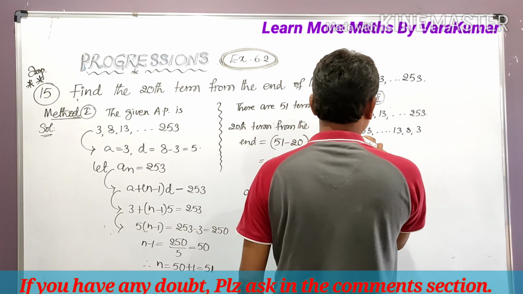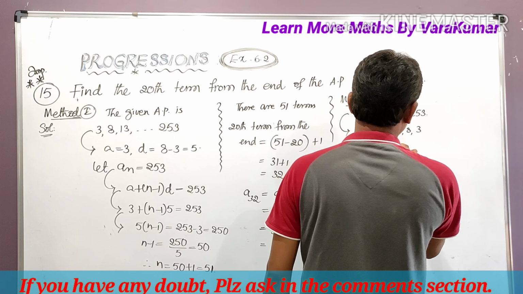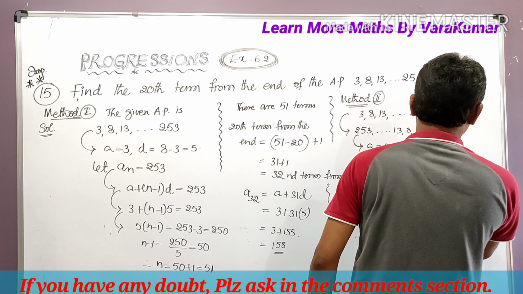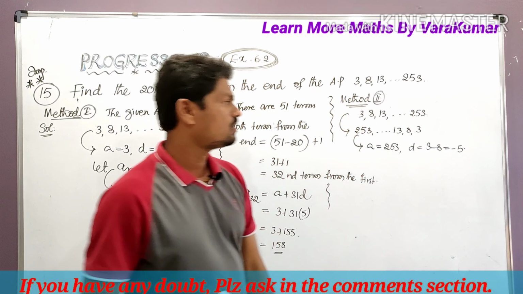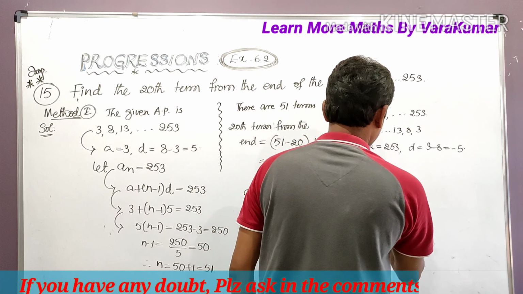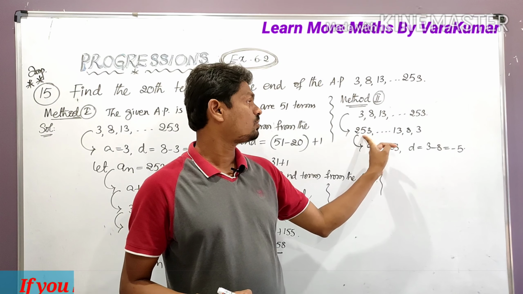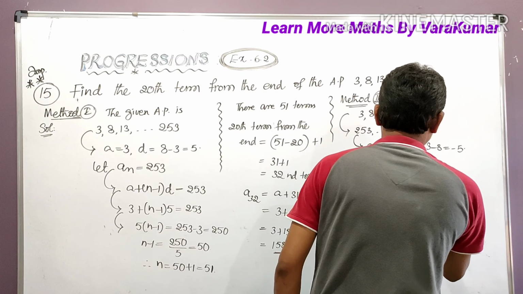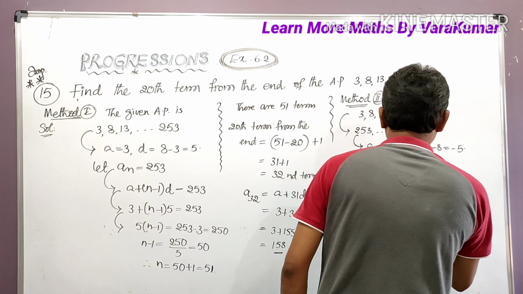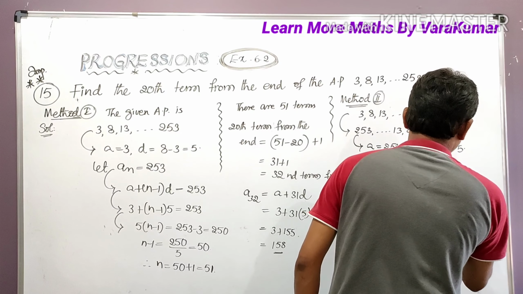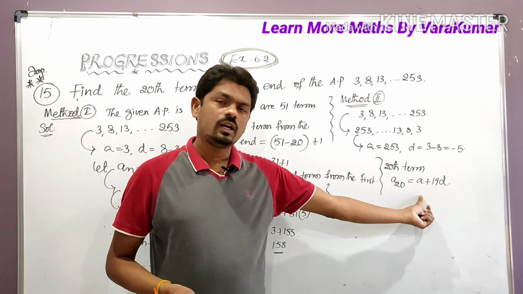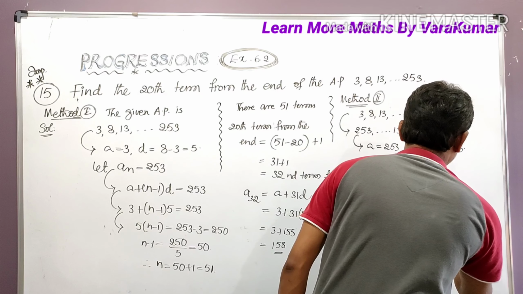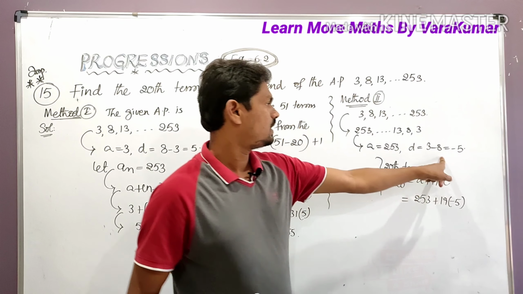Now here 253 becomes A, so A is equal to 253, and D is equal to 3 minus 8, that is minus 5. After writing the series in reverse, we find the 20th term directly. A20 is equal to A plus 19D. A value is 253, plus 19 into D value, which is minus 5.